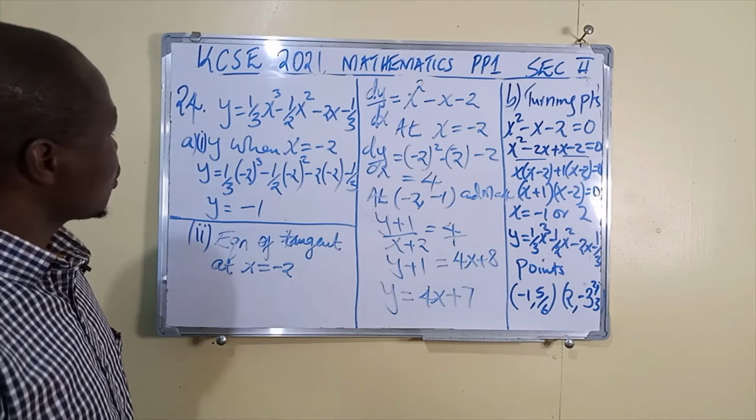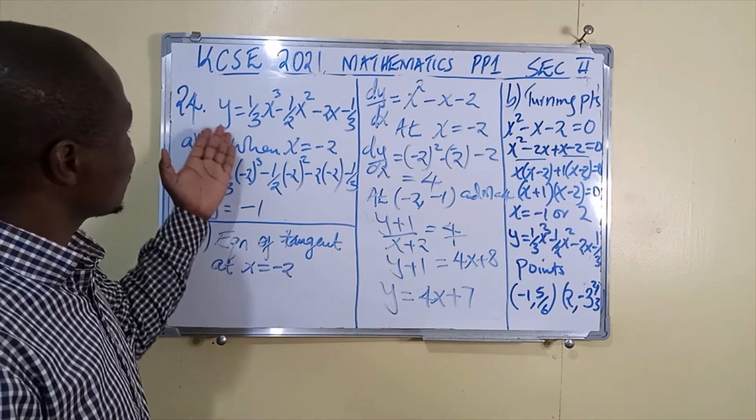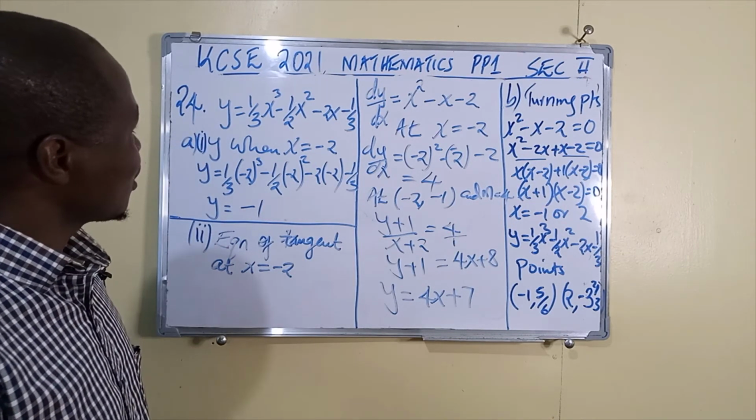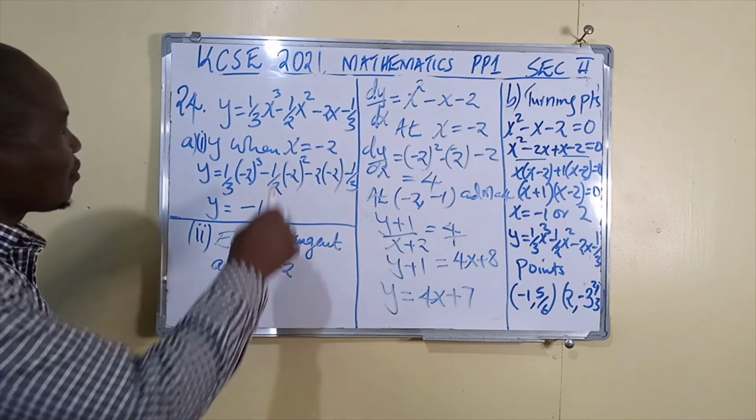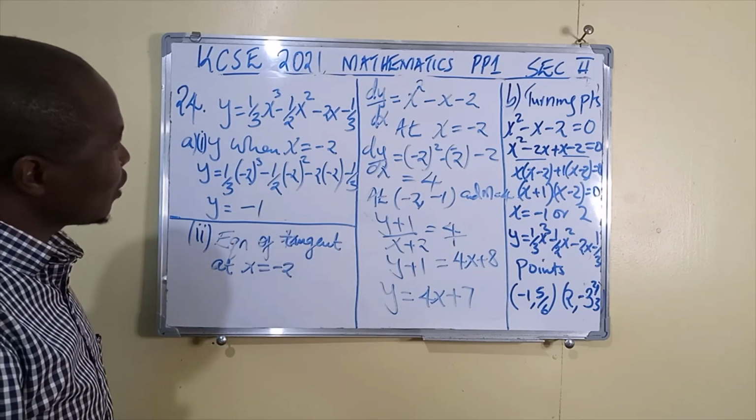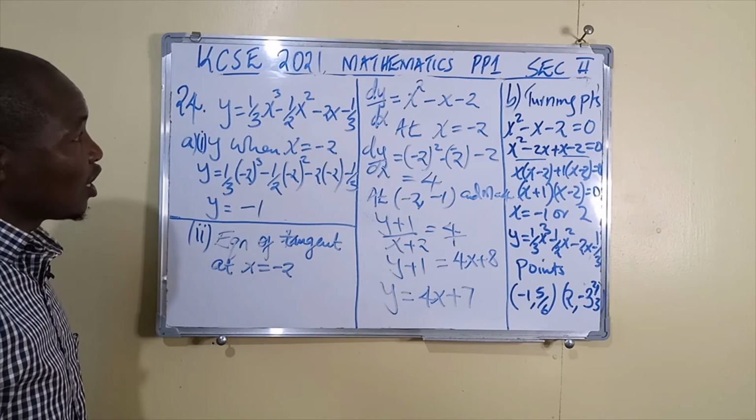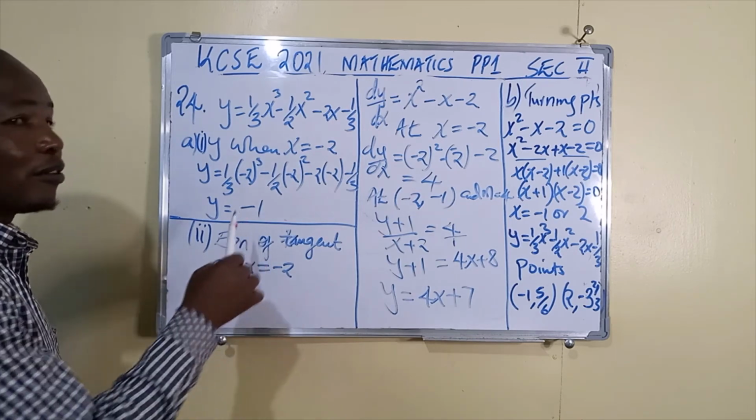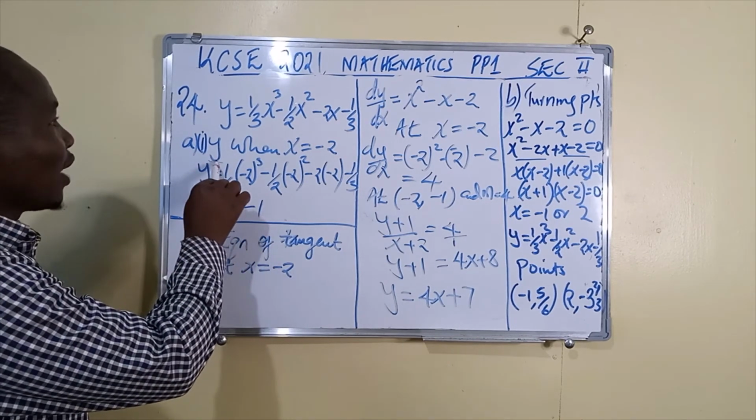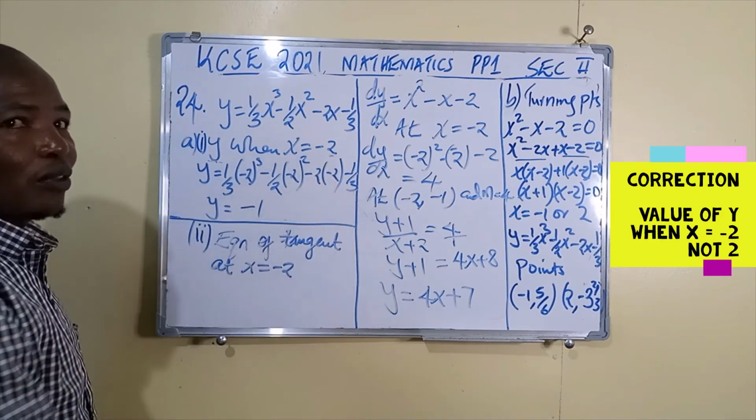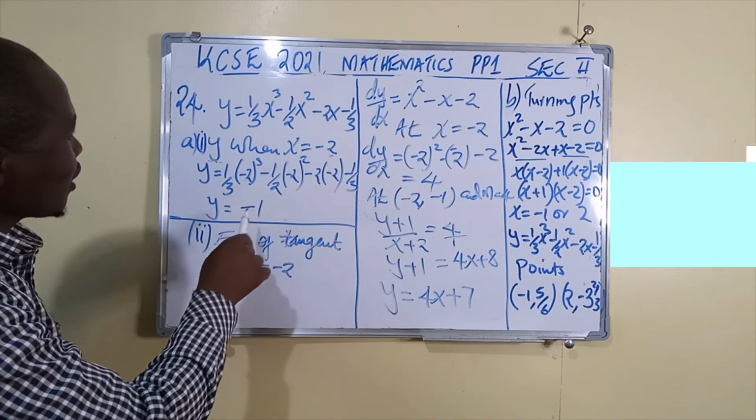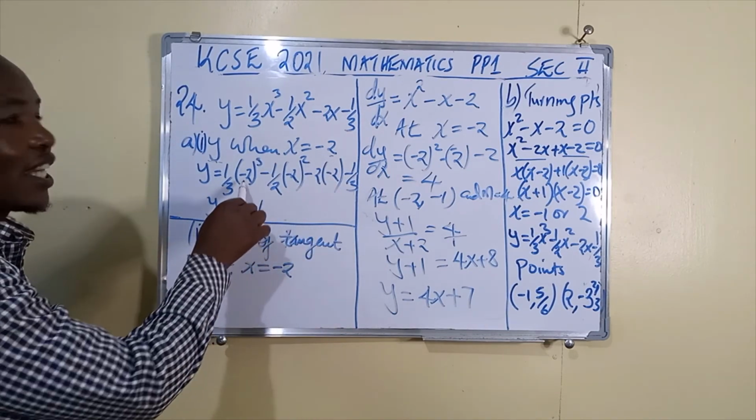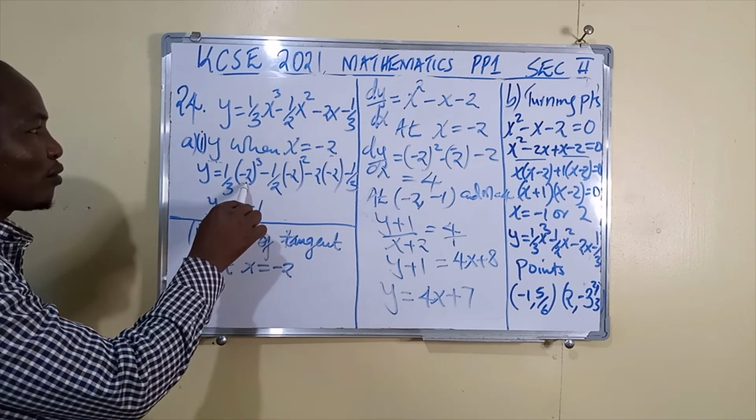Now, in this question, the first question we were given is y equals x cubed minus a half x squared minus 2x minus a third. We were supposed to find the value of y when x is equal to -2. So the student was expected to substitute -2 whenever there is x.